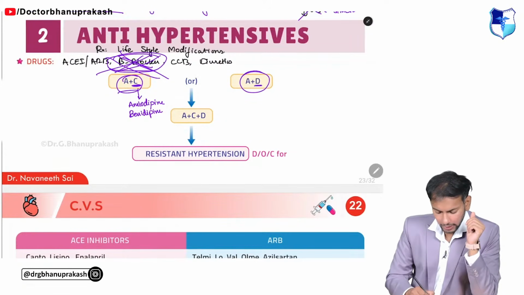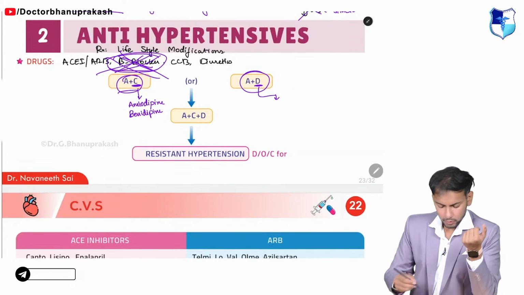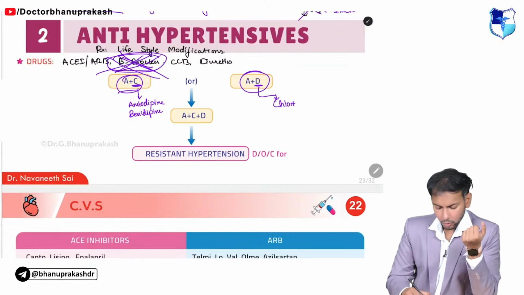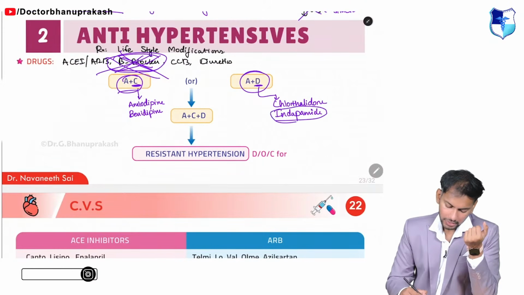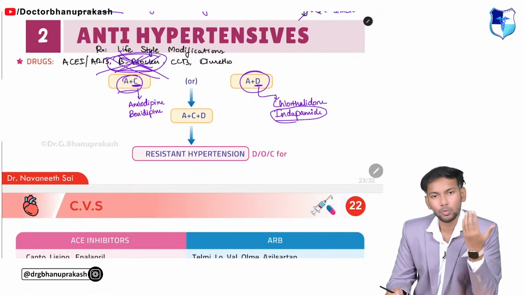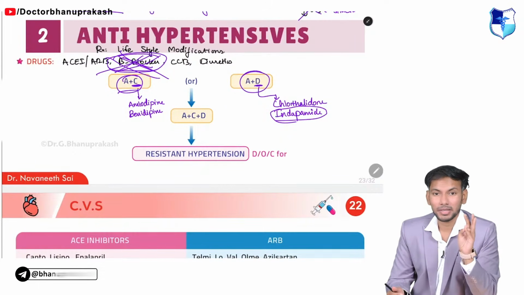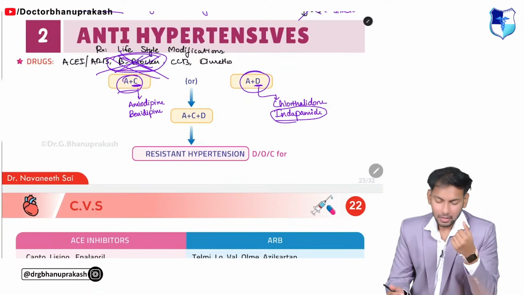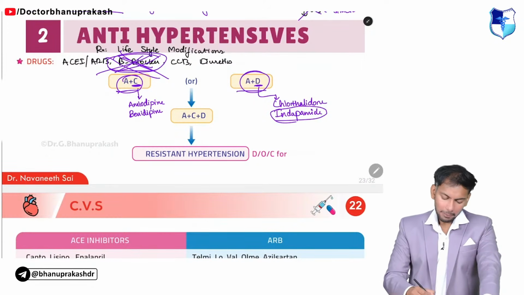Now coming to the diuretics, we use a thiazide diuretic. In the textbook it is written chlorthalidone, but the guidelines are saying indapamide is better. They are saying that it has lesser side effects, lesser metabolic side effects. You know what these metabolic side effects of the thiazides are? Hyperuricemia, hyperglycemia, dyslipidemia, all of them you see. Yes. Now, these are the drugs we are using, either A plus C or A plus D.